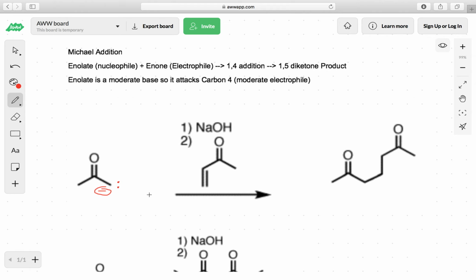Remember, if it's not a Grignard, if it's not an organolithium, and if it's not a hydride, it's going to attack 1,4, even if it's an enolate. So it's going to attack this fourth carbon, and it's going to push this guy up and push this up. And what we're going to be left with is this product. This product is a 1,5-diketone. So if we look at it, carbon 1, 2, 3, 4, and 5. So 1 and 5 both have ketones on them.